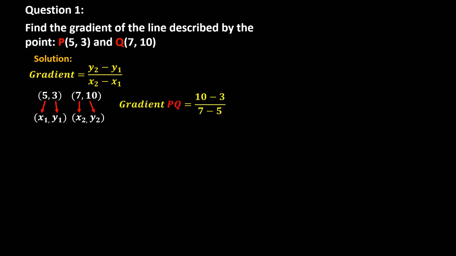The gradient will be equal to 10 minus 3 divided by 7 minus 5, which is gradient PQ. 10 minus 3 is 7, and 7 minus 5 is 2. So I'm going to have 7 over 2, which is equal to 3.5. That's all about it, and it's very simple to find the gradient of a line described by 2 points.